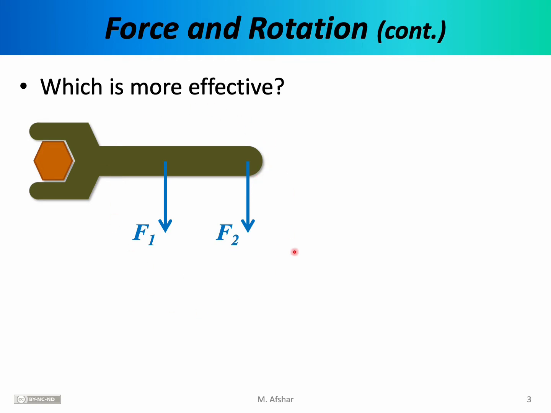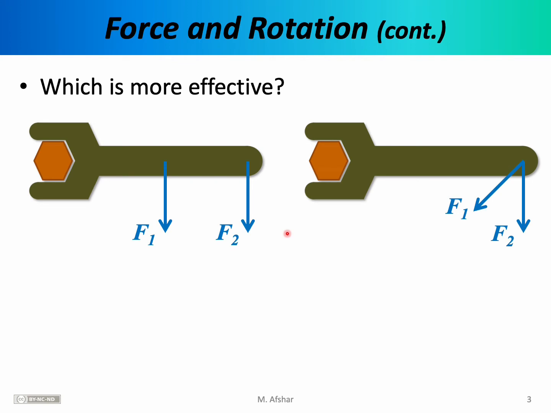In this case, it turns out F2 is the more effective force. If you've never used a wrench before in your life, you might not have much intuition about this type of thing, but it turns out in general, if you're trying to turn a rusty bolt, it is better for you to hold the wrench as far away from the pivot point as possible and then apply your force.